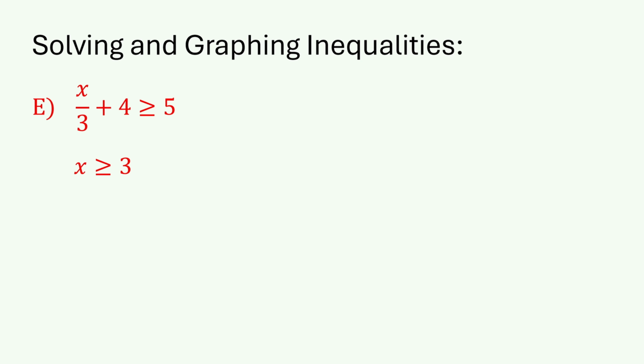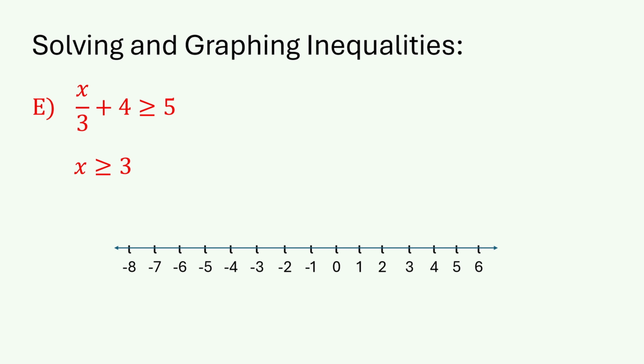Now we put these values on a number line. This is a number line. This is positive 3. This is the inequality symbol. X is greater than or equal to 3. So it may be 4, 5, 6. This circle is closed because x value can be equal to 3.